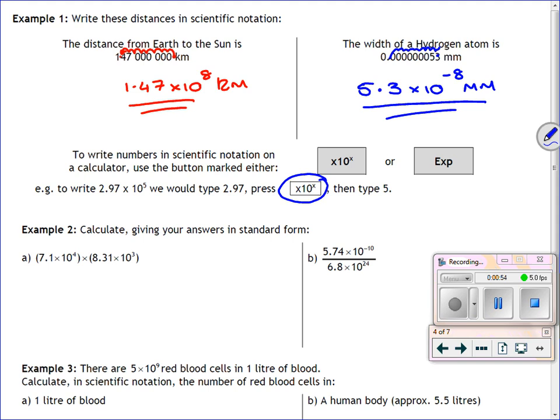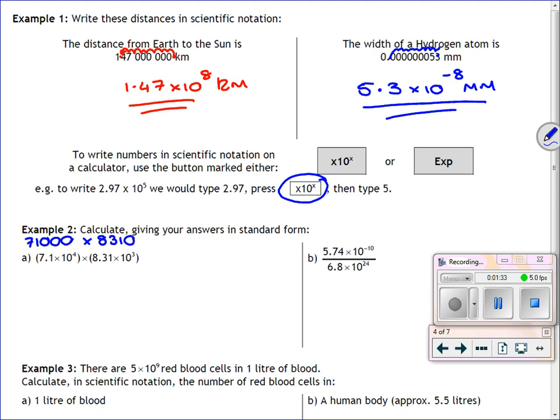So the first question we're going to do here is we're going to work out 7.1 times 10 to the power 4 multiplied by 8.31 times 10 to the power 3. Now, just for this first example, I'm going to remind you that really what we're going to work out here is 71,000 multiplied by 8,310. That's what this means.